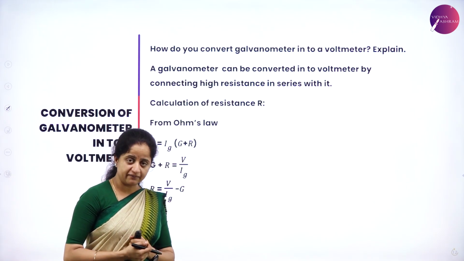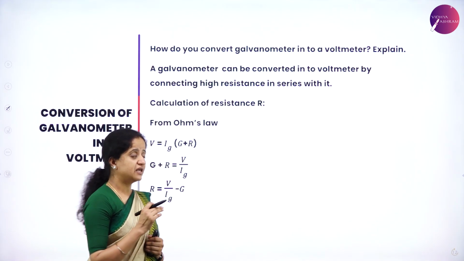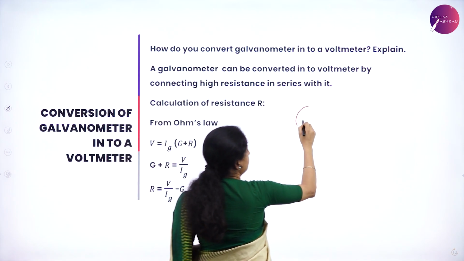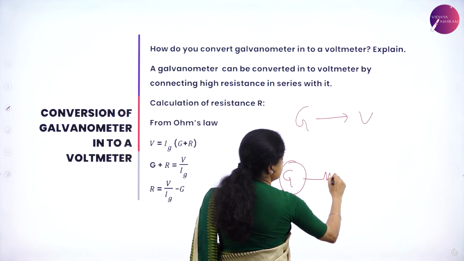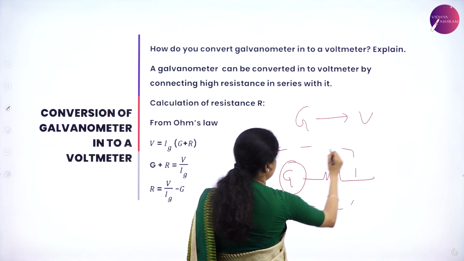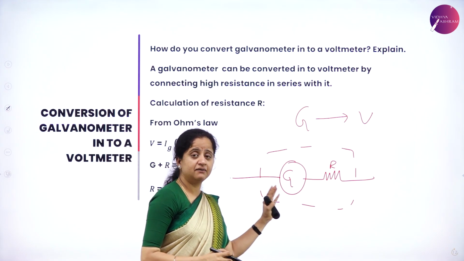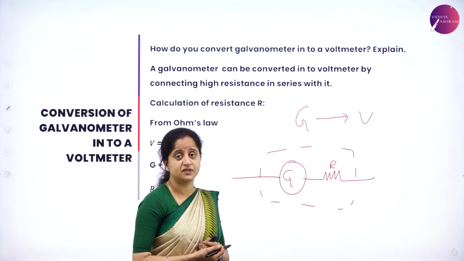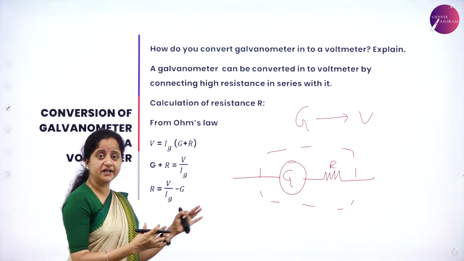Similarly, how can this galvanometer be converted into a voltmeter successfully? A galvanometer can be converted to a voltmeter by connecting a high resistance in series with it. So when the galvanometer is connected to a high resistance in series, we can convert the galvanometer into a voltmeter successfully.